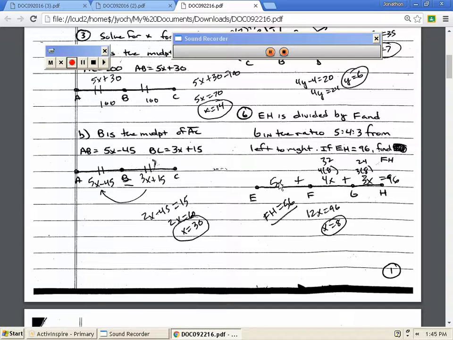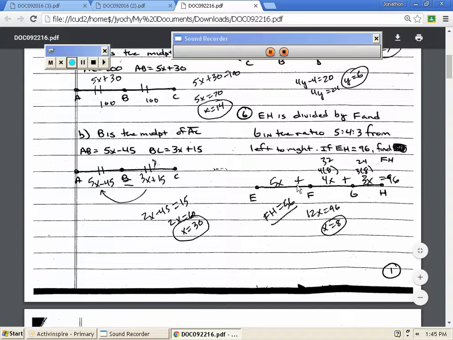Ratio problem, folks. You need to attach the x's when you plug it in right there. 5x plus 4x plus 3x is 96. 12x equals 96. X is 8. You want to plug it in there. FH is not 32. It's 32 plus 24, 56.